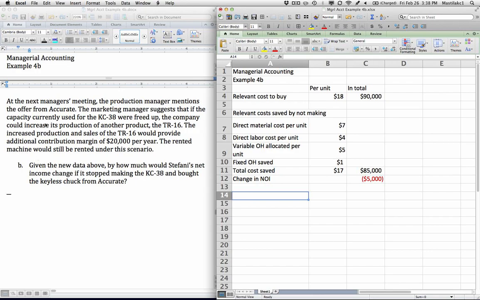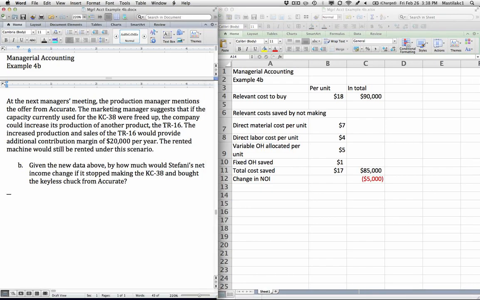At the next manager's meeting, the production manager says, hey, Accurate offered me to sell this part for $18. We're only going to save $17, so I don't think I'm going to go ahead and do it. And the marketing manager says, hey, you know what? I think you ought to go ahead and take that because we've got that capacity in the factory. If we free that up, our customers have been asking us for more of this TR16, and we just don't have the capacity to make it. So if we can use our factory capacity to make this other product instead, we can make profit. We can make $20,000 in profit. So maybe it's worth it to go ahead and outsource this part to Accurate.